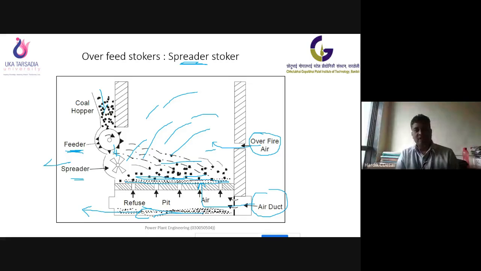As said, the rate of combustion and the rate of steam generation will govern the speed of the spreader and the angle of this spreader, because even if you have different sizes of coal particles, the spreading will be different.